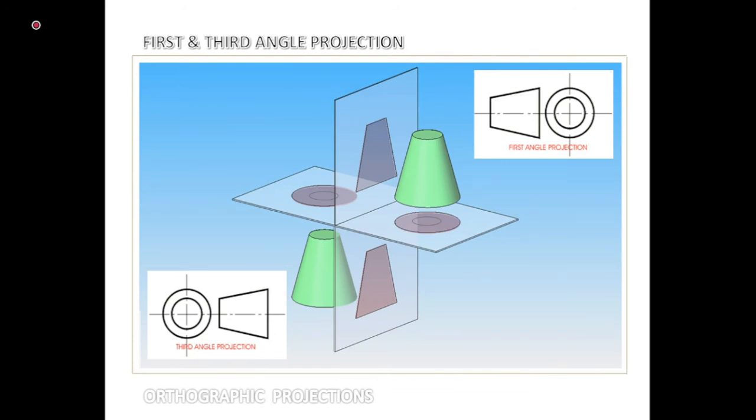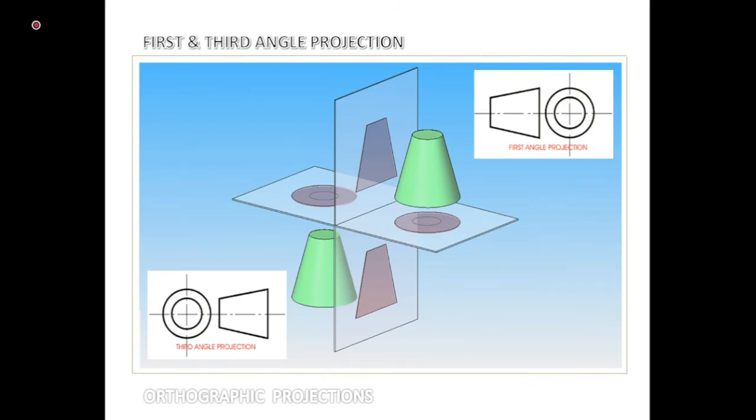So you need to remember this, because sometimes when you are going to read a drawing of a machine element, then if this symbol is there in that drawing somewhere in the bottom or at the top, then you must understand that it is a first angle projection or a third angle projection.